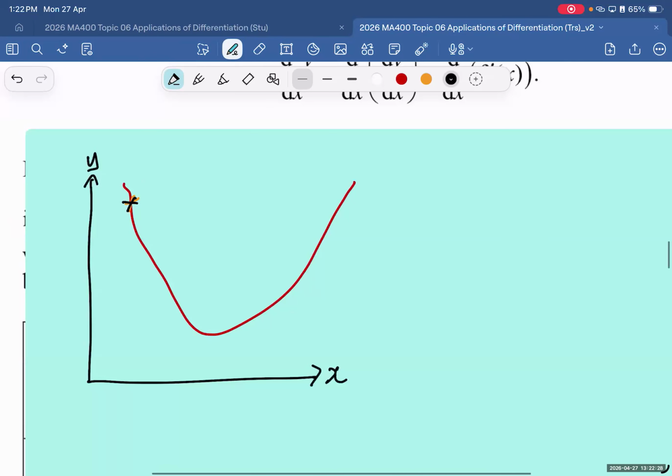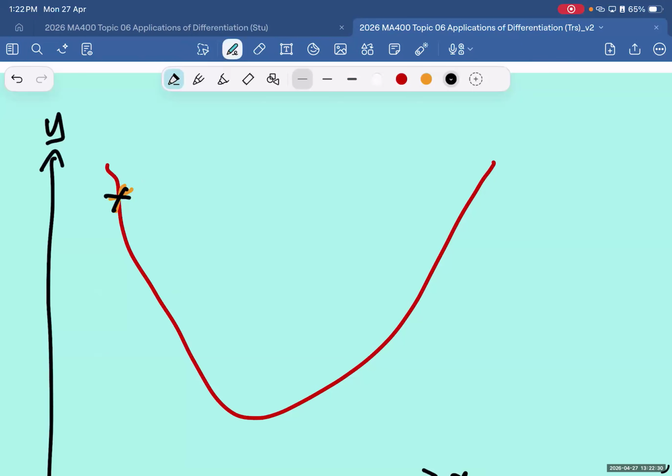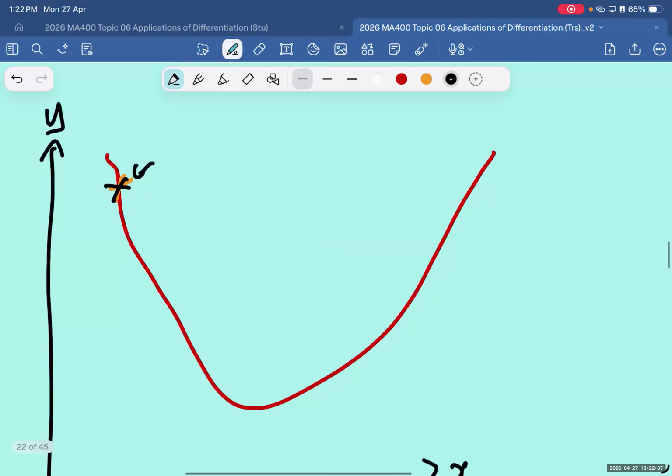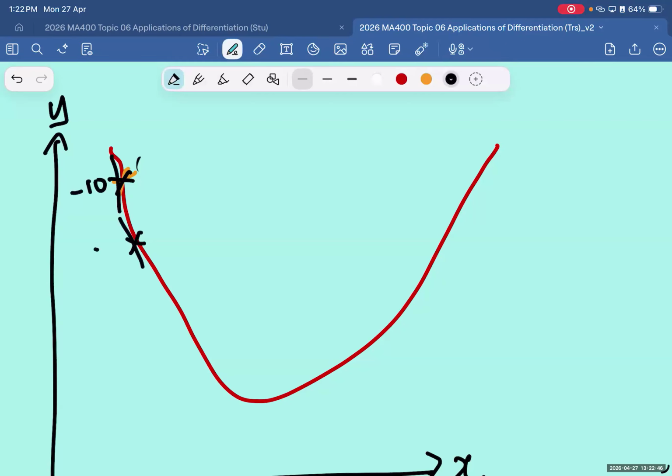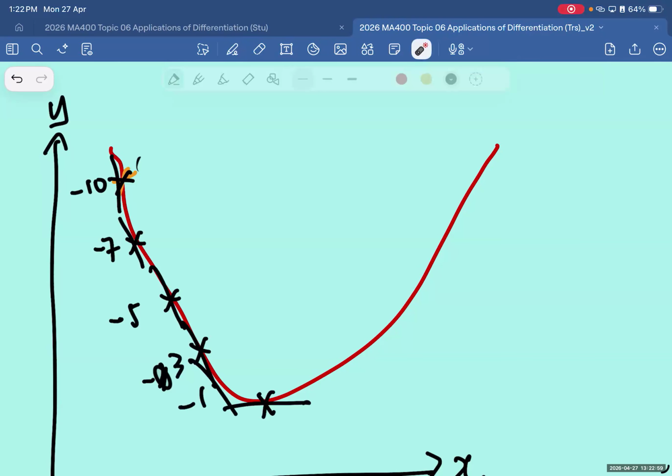So, Xingyu, wait. Listen. What value is this? Those who want to get a recap or teaching on the second derivative, please tune in. Okay. What's the gradient here? Negative 10. Very good. What about the gradient here? Negative 7. What about here? Negative 5. Very good. What about here, Sean? Negative 3. What about here? Negative 1.